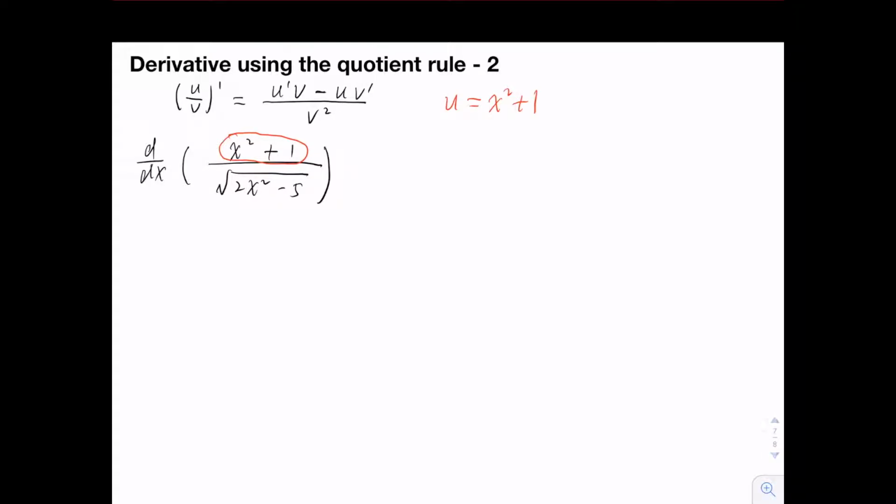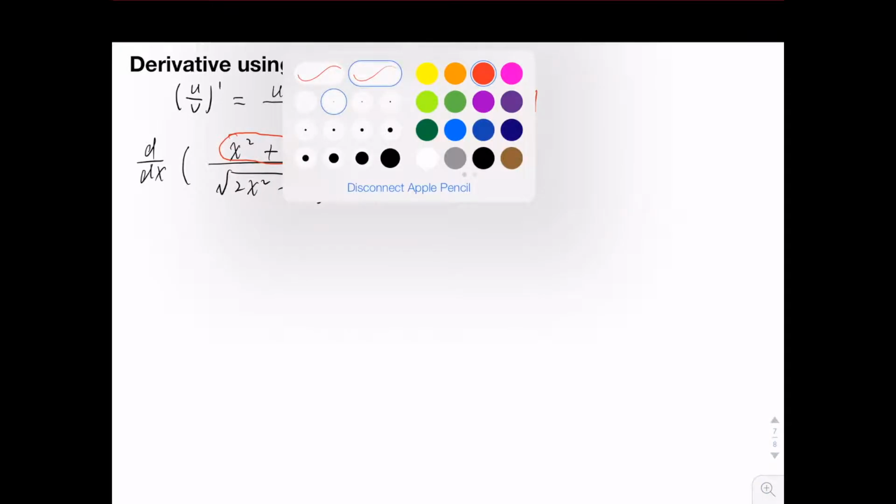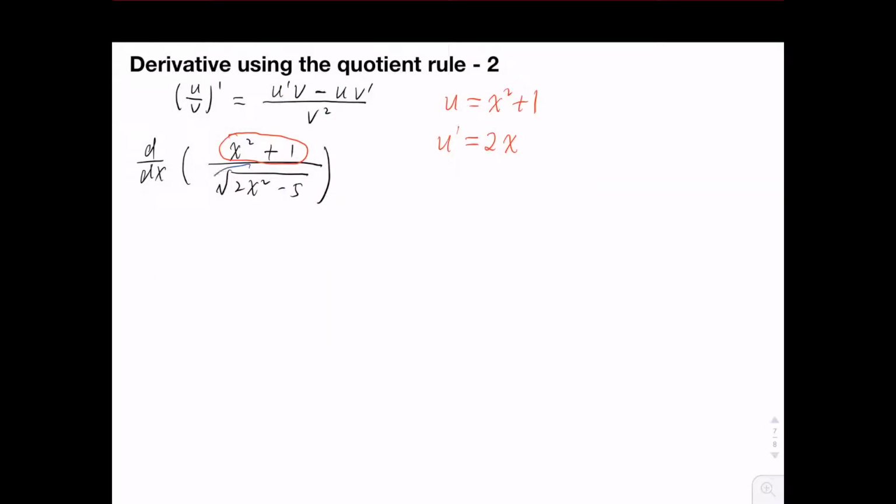Then my u dash is equal to, I'm going to use the power rule again. So 2 comes down and x to the power of 1 is left. So that's my u dash, pretty simple. And then the next one is my v. All the denominator is my v. To make it easy to differentiate, I'm going to write my v as 2x squared minus 5 to the power of half. As a square root, we can change it to the power of half. This way is easy for you to differentiate.